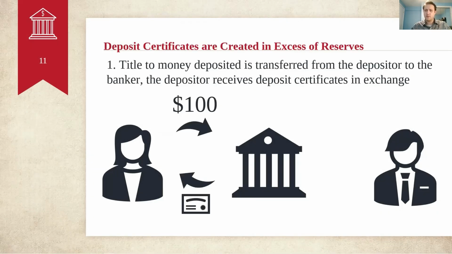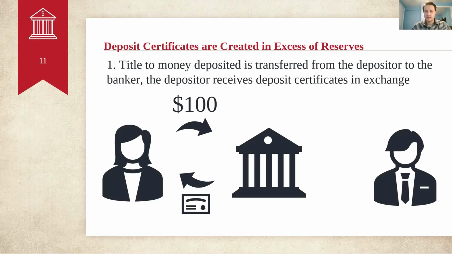The final way in which double title to property can occur through fractional reserve banking is by the creation of deposit certificates in excess of the amount of money actually held by the bank. In this case, the banker creates deposit certificates which he sells to borrowers in exchange for interest. In this case, it appears that all holders of deposit certificates have title to the money held in reserve. This is a problem since there will be more titles than there is physical money to have title to, creating a conflict of rights.